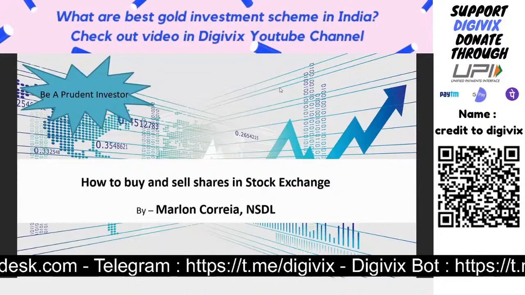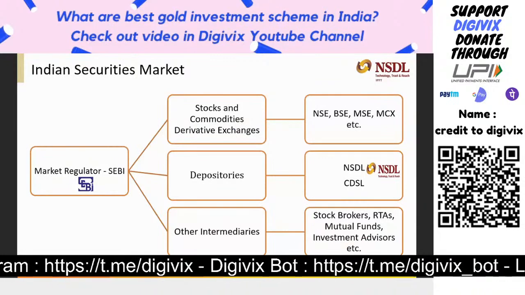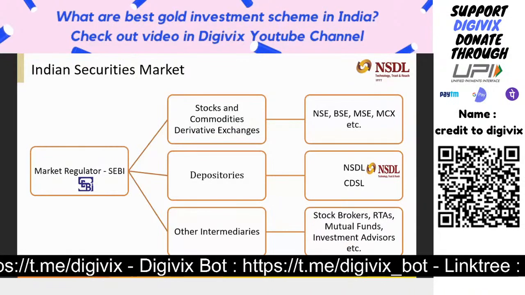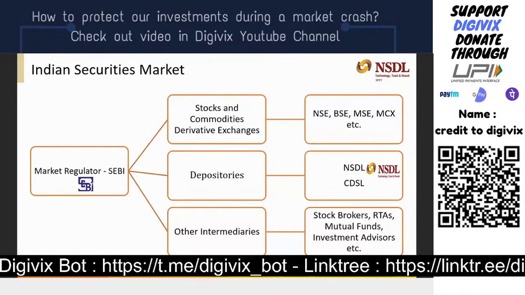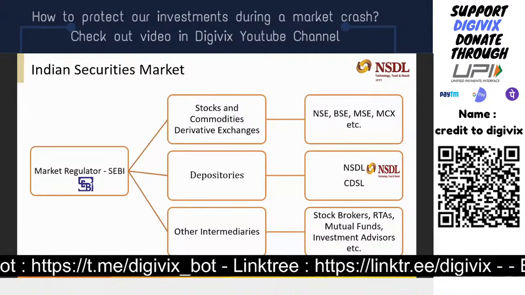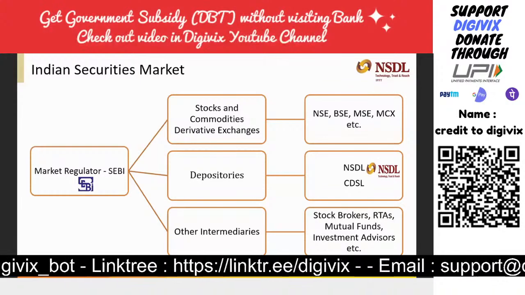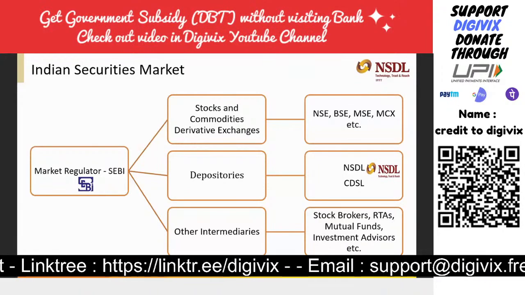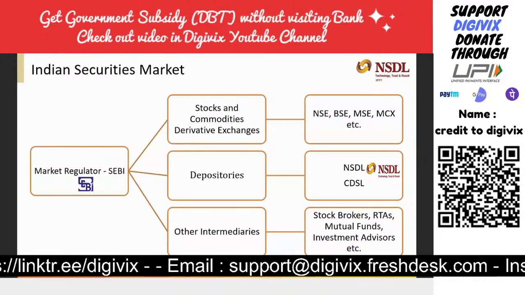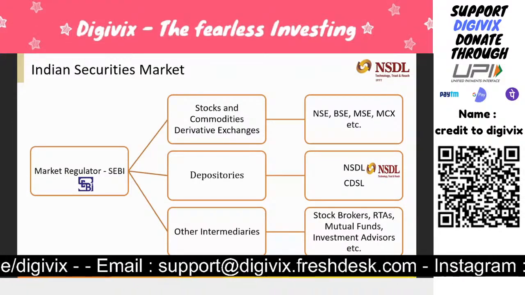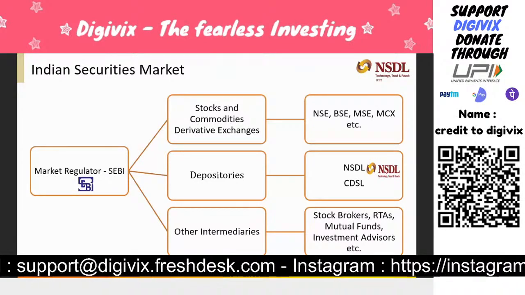So just to give a brief background as to what the Indian capital market, the Indian securities market, looks like. As you know, the capital market regulator, the Securities and Exchange Board of India, regulates the capital markets in India. Surrounding it are various business partners, the intermediaries, whom you deal with day in and day out, meaning you buy and sell shares in stock exchanges. For example, in stock exchanges, we have NSE, BSE, MSE, and there is a commodity exchange, MCX. These are some of the commodity and derivative exchanges as well.